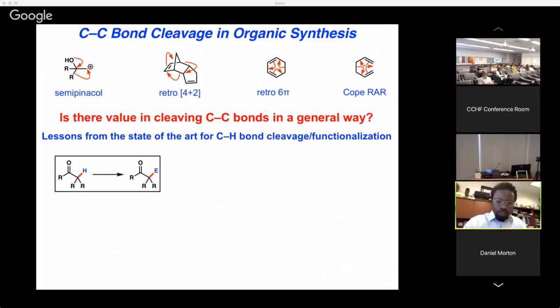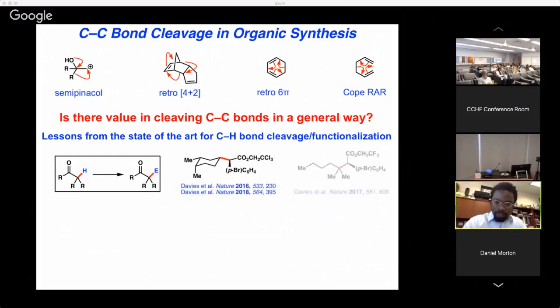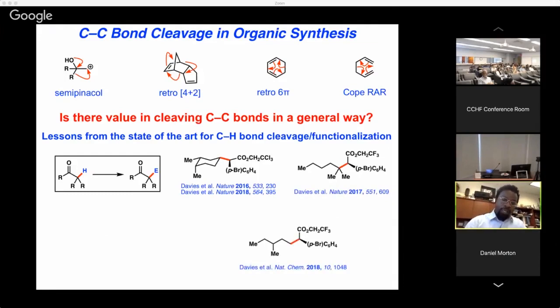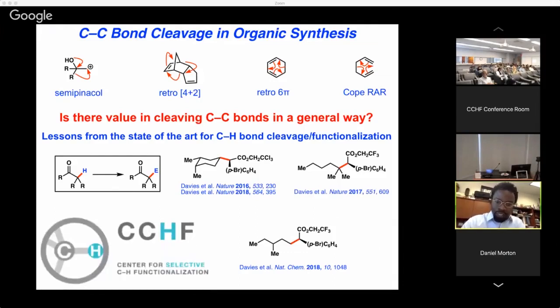But the field of CH functionalization has, of course, advanced tremendously. And here are a few examples of the types of CH cleavage reactions that are then followed by bond-forming processes that now can be effected even in the absence of a traditional functional group being proximal to the CH bond that is cleaved. And of course, this is the work of Hugh Davies, and this has been one of the fulcrums of the Center for CH Functionalization.